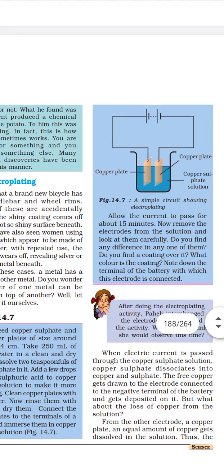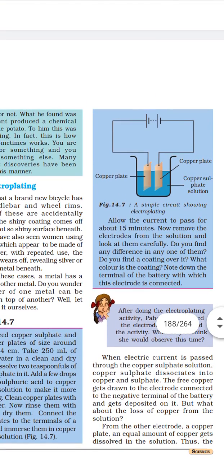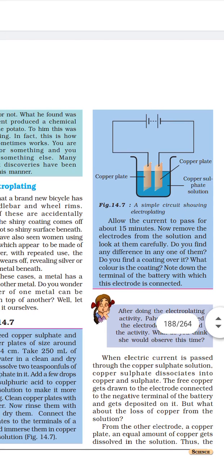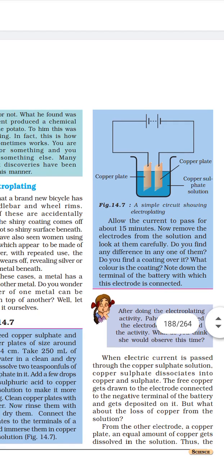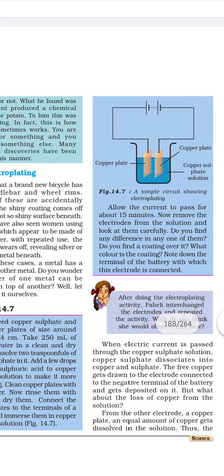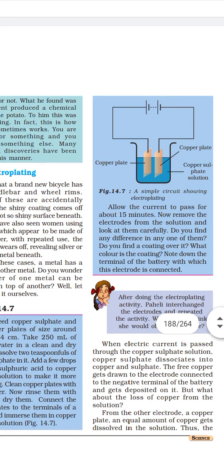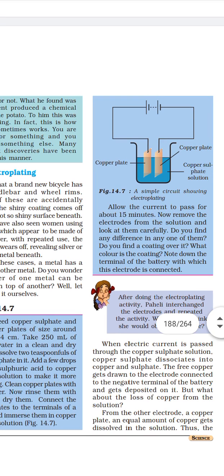When electric current is passed through copper sulfate solution, copper sulfate dissociates into copper and sulfate. The free copper gets drawn into the electrode connected to the negative terminal of the battery and gets deposited.